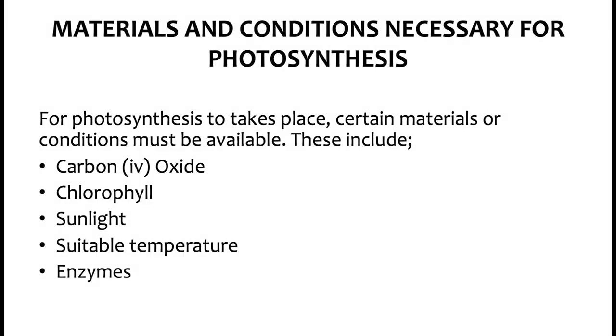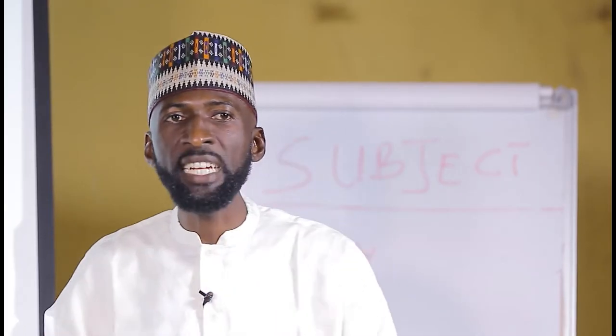The next is chlorophyll. What is this chlorophyll? It's a green pigment that gives plants their greenish color. You see plants looking green because of the presence of this pigment called chlorophyll, and it also aids photosynthesis.